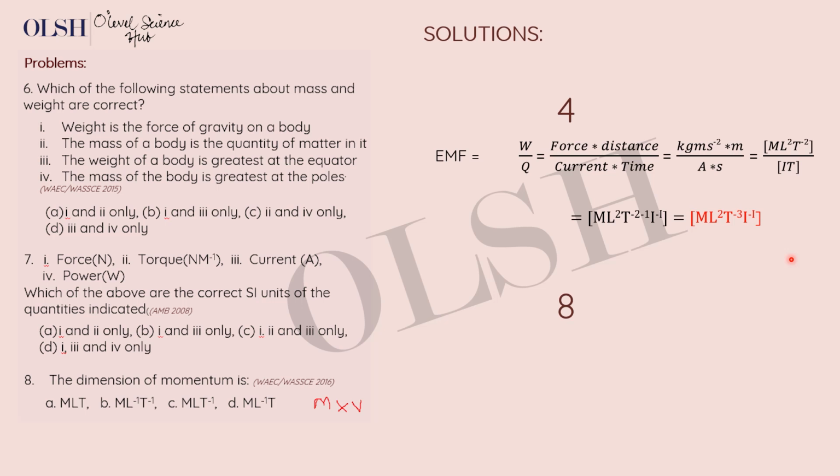Now let's move on to the 8th question, the dimension of momentum. Okay, we have to find that. We know momentum is mass times velocity, so of course the dimension for mass is capital letter M, while that for velocity is LT raised to the power minus 1. So if we multiply that, we have MLT raised to the power minus 1.